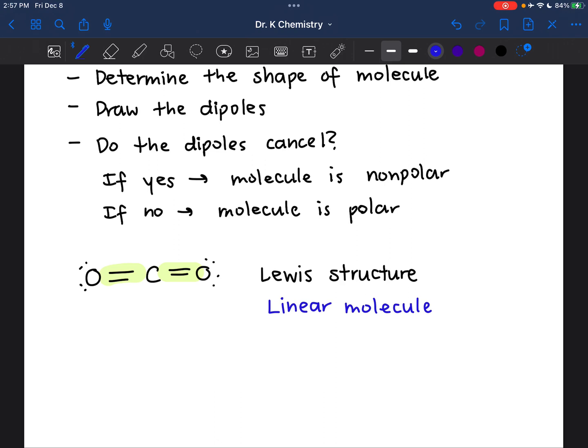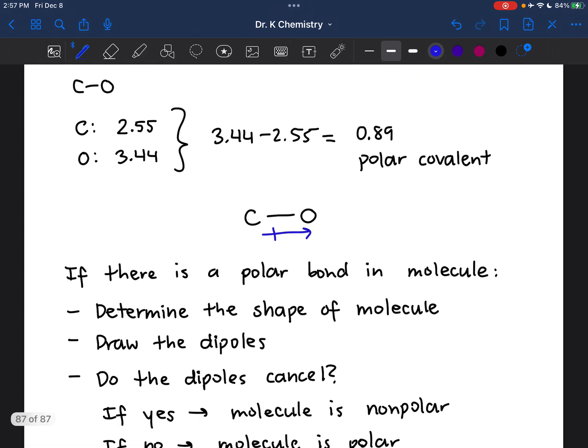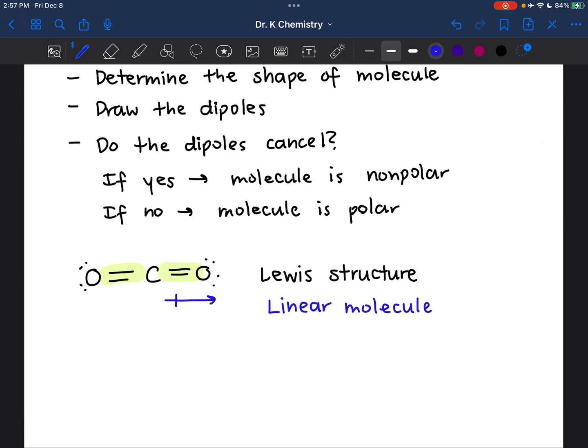The next thing we have to do is draw the dipoles. And when we calculated the electronegativity differences, we found that oxygen is more electronegative, and it's pulling the electron density toward itself. So we drew the dipole pointing toward oxygen, which means there's a dipole here going toward oxygen. There's also another dipole going in the opposite direction toward the other oxygen. Notice you have two forces that are going in equal and opposite directions, which means they cancel. So here the dipoles cancel, and the molecule overall is nonpolar.